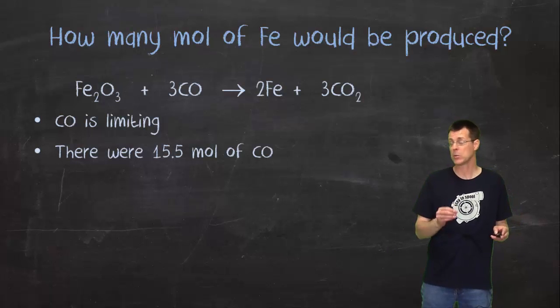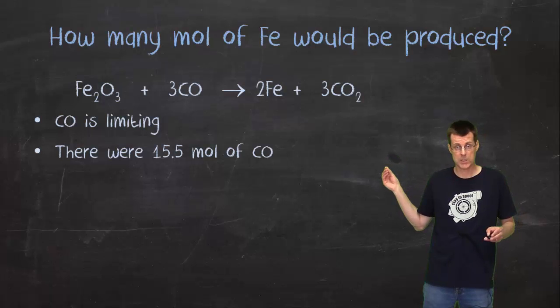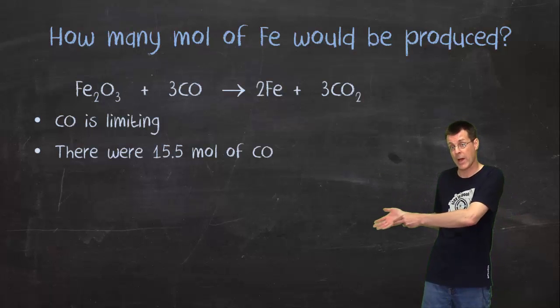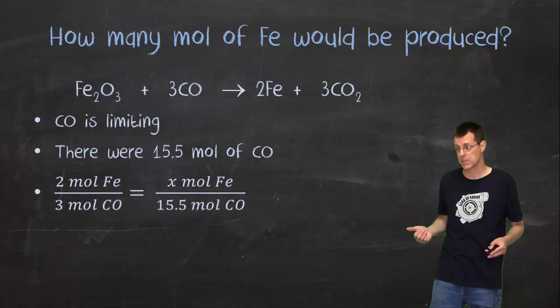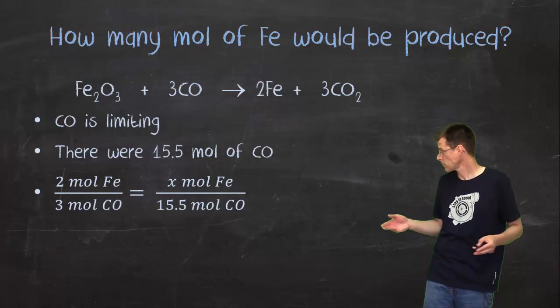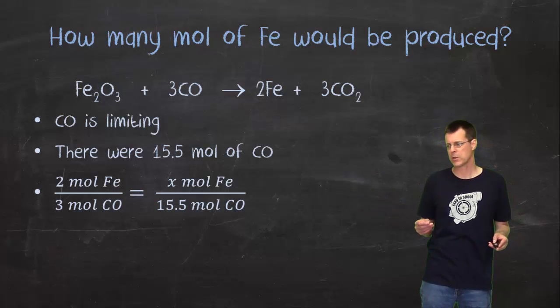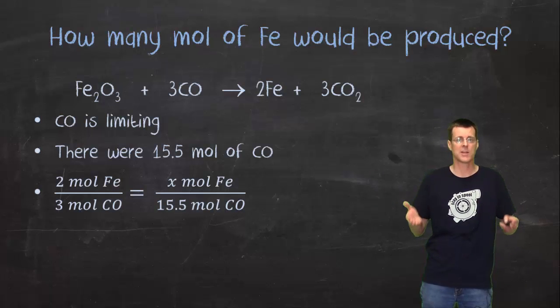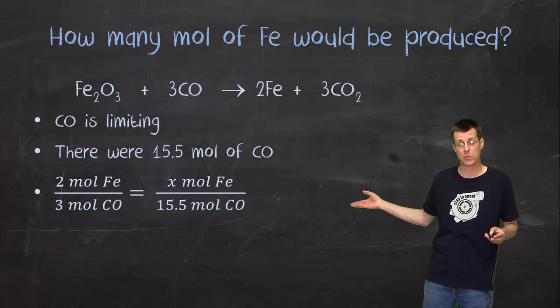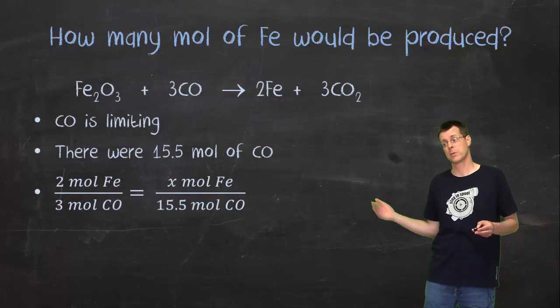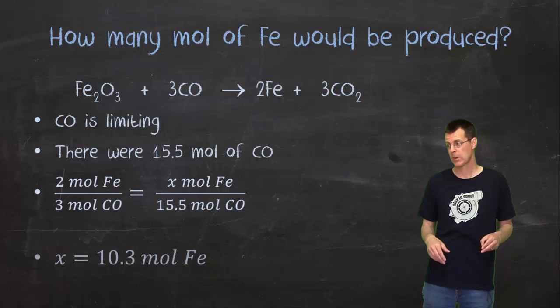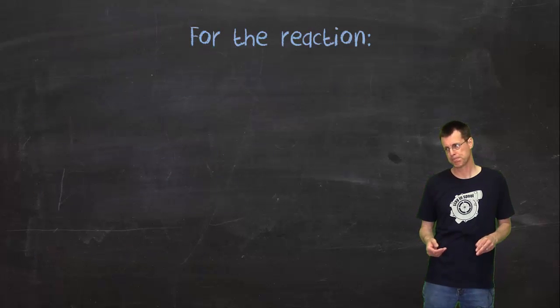So now I'm looking at 3 moles of carbon monoxide producing 2 moles of iron, or whatever ratio I actually have following that original recipe. So now this is looking like the second step of stoichiometry, because it is the second step of stoichiometry, looking at how many moles of product can I produce from that many moles of reactant. And I end up with 10.3.